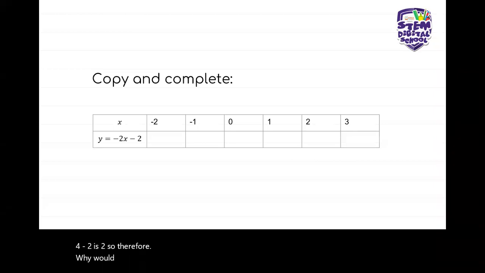So basically, this is how I want us to complete this table, by demonstrating that for every value of x, you can find the y value. But at the same time, if x is negative 2, y will be positive 2.